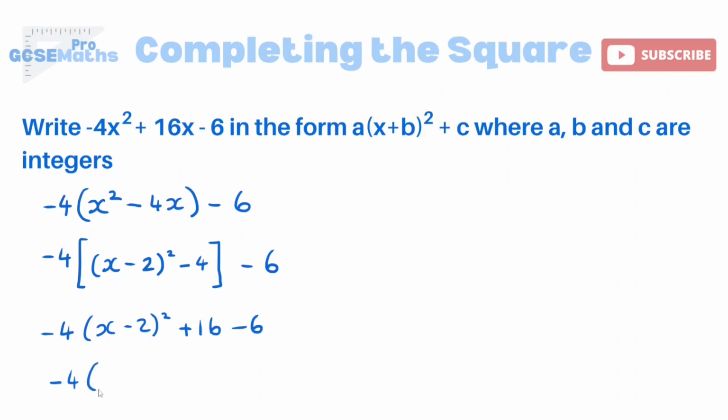Now we just tidy up the last bit. So minus 4 in the brackets x minus 2 squared. 16 minus 6 is plus 10. There we go. So even if there's a negative there, it's still very straightforward. Just be really careful that you might have to flip some of the symbols, okay?